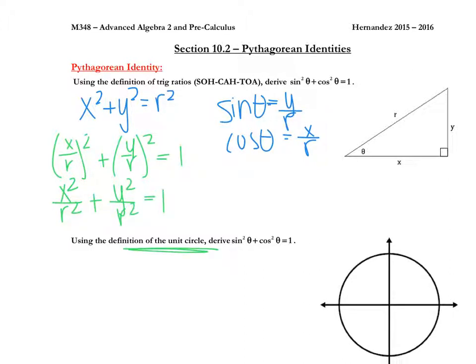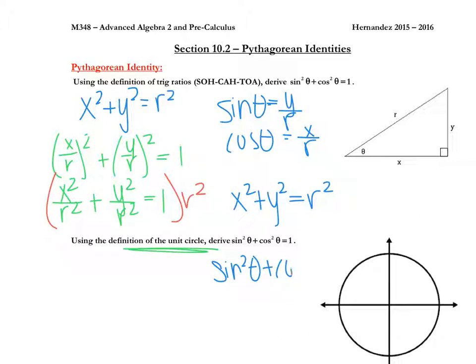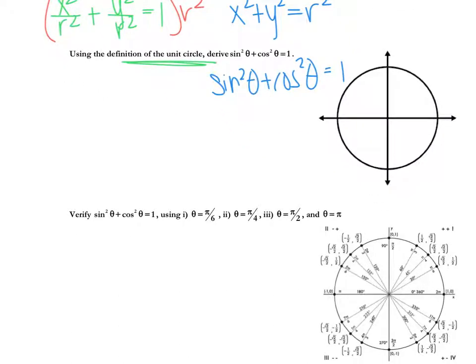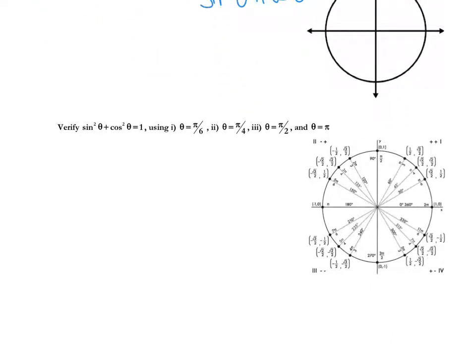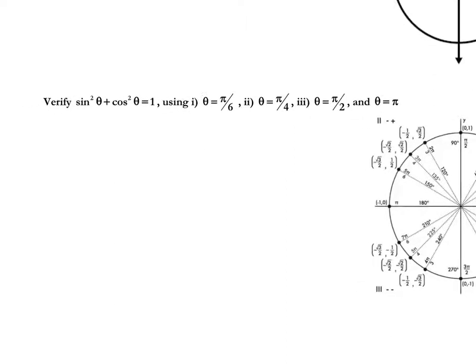Okay. And then we're going to multiply everything by r squared. And we get x squared plus y squared equals r squared. Therefore, sine squared theta plus cosine squared theta equals 1. This is a very popular Pythagorean identity that we use. So to think of the Pythagorean theorem, sine squared plus cosine squared equals 1. All right. So using that, we're going to go ahead and take a look at these examples.